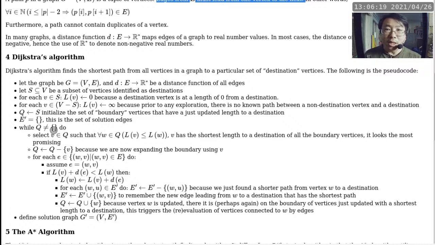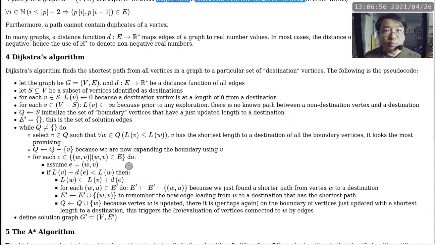So when Q is empty, we get out of the loop, and then we just come here and define a new graph. I call it the solution graph. So the solution graph G prime uses exactly the same vertices as G itself, but instead of using E, which is given to us as a parameter, it is using E prime, because E prime is the set of the solution edges. So G prime is basically a quote-unquote subgraph of the original G, with some of the edges potentially gone.